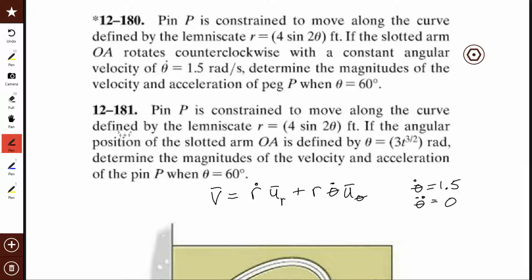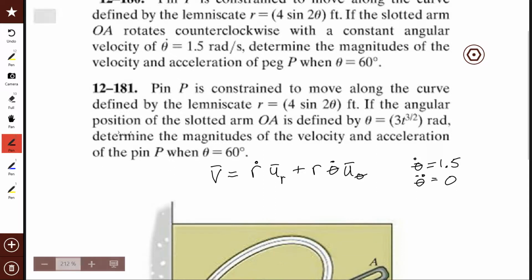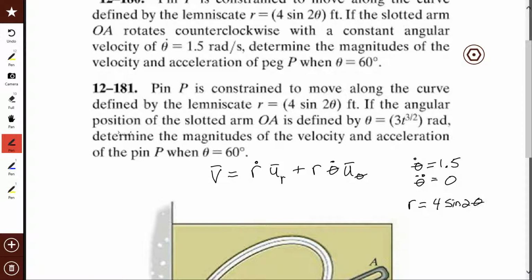They want me to find the acceleration when theta is 60. So what I need is r and r dot and all that sort of thing. So I'm just going to start out with what they tell me. r is equal to 4 times the sine of 2 theta. So I know theta is equal to 60, so I can put 60 degrees in here and I can get r. That won't be a problem.